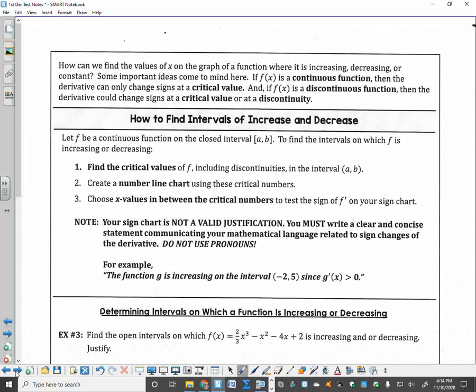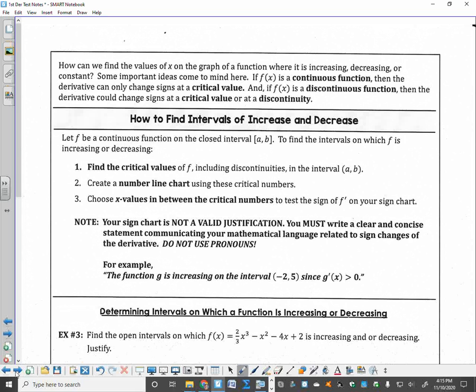Note, your sign chart is not a valid justification. You must write a clear and concise statement communicating your mathematical language related to the sign changes of the derivative. Do not use pronouns. So you cannot say it. You have to say f or f prime. That's like if I said my dad and my brother went to the store. He got a bag of ice. Well, who is he? Is he my dad or is he my brother? So don't use he's. Don't use it. Call them by name, f or f prime, and then later f double prime.